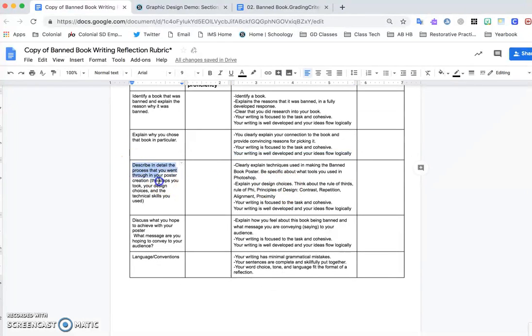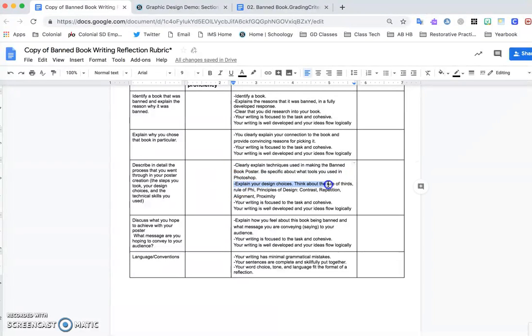The third line, you're going to describe in detail the process that you went through in your poster creation, the steps that you took, your design choices, and the technical skills that you used. So this is where you're going to clearly explain the techniques that you used in making the banned book poster. Make sure that you're specific about what tools that you used in Photoshop.